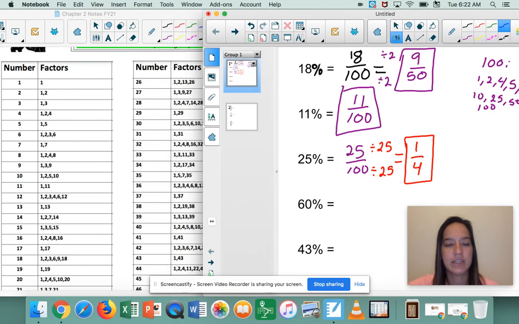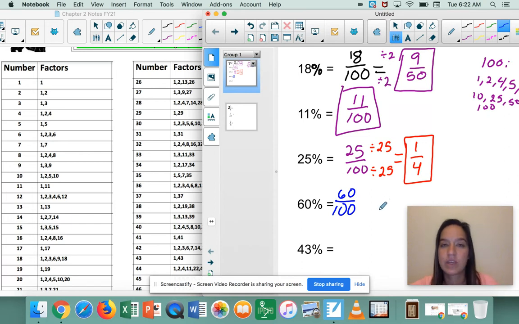And I realized that because in the next one that's going to come up is 60%. Most of you will go right ahead and say, oh, it can be divided by 10. So we're going to do that one, but it could also be divided by 20.